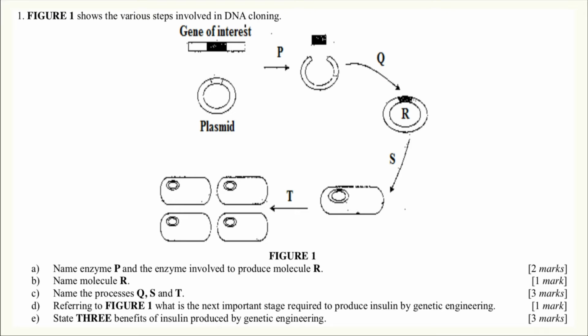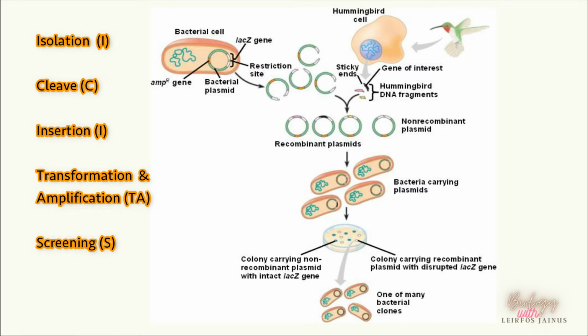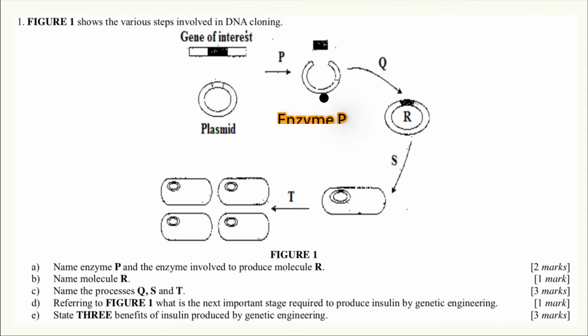This diagram is related to the steps or methods in gene cloning. It consists of isolation, cleave, insertion, transformation, and amplification and screening. Remember the acronym for the methods in gene cloning, ICITAS. Now let's take a look at the question. We have the enzyme P, we have the molecule R, we have the process Q, process S, and process T. Let's answer the question.